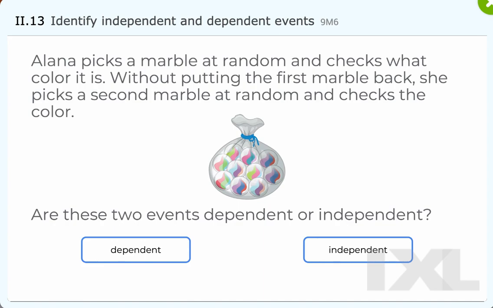Remember that two events are dependent if the outcome of the first event affects the outcome of the second event. If Elena picks one marble and doesn't put it back, when she goes to pick another one, she has fewer options, so the options for the second event have changed. Because the first event did have an effect on the second event, the two events are dependent.